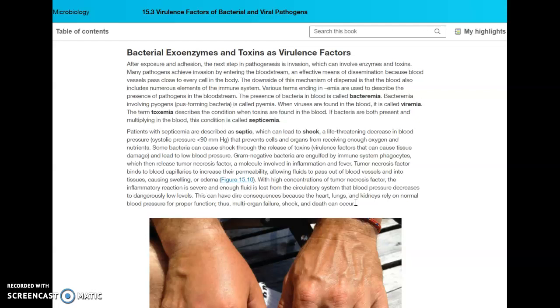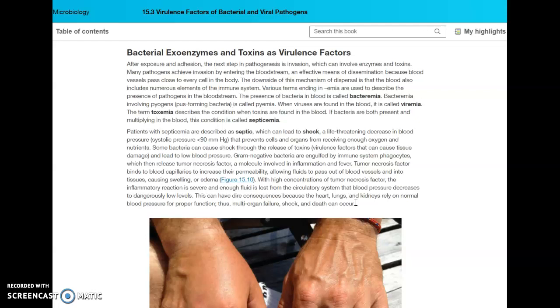Now, when we have the presence of bacteria in the blood, that is called bacteremia. Bacteremia involving pyogenic pathogens, which are those pathogens that can form pus, is called pyemia. When we have viruses in the blood, that's viremia. Toxemia is when toxins are found in the blood, and if bacteria are both present and multiplying, in other words, they are establishing a foothold and the immune system isn't really taking care of them, then we call that septicemia.